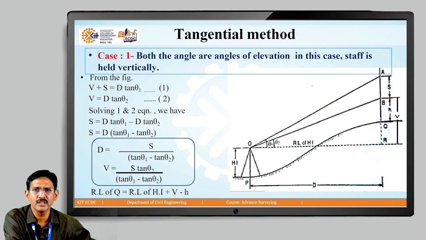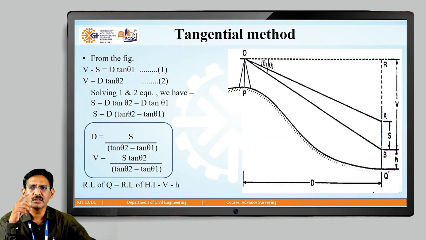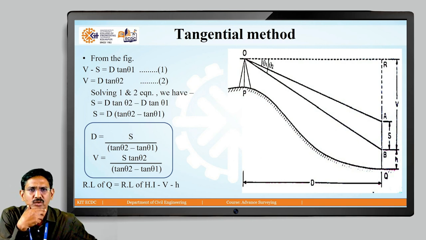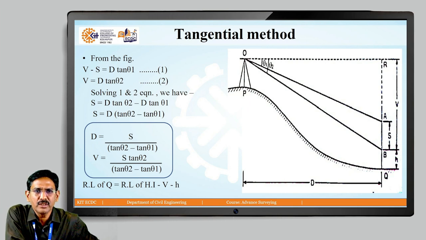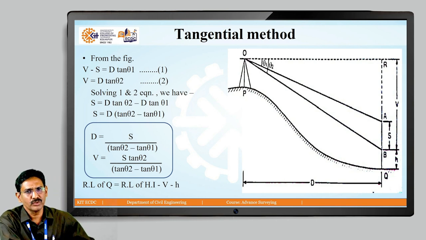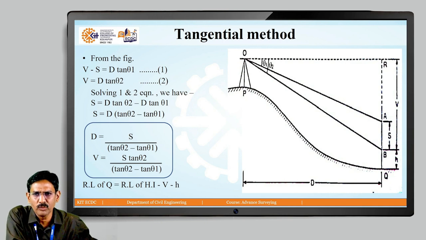We have seen this first case. And now we move to the second case. Now, in this second case, you can see that both the angles are angles of depression. So, for that, the derivation has now got converted into D is equal to S upon tan theta 2 minus tan theta 1. Earlier, it was D is equal to S upon tan theta 1 minus tan theta 2. Since the position has reversed, both being depressions, the formula has also changed. Now, the derivation is in front of you. It is a simple derivation looking at the geometry of the figure.